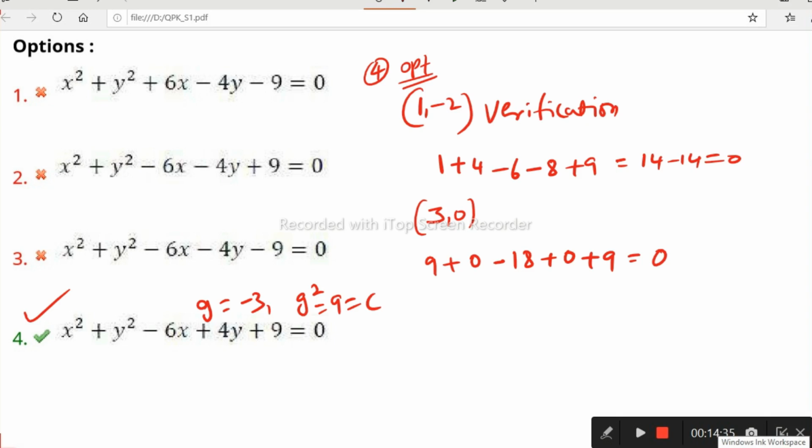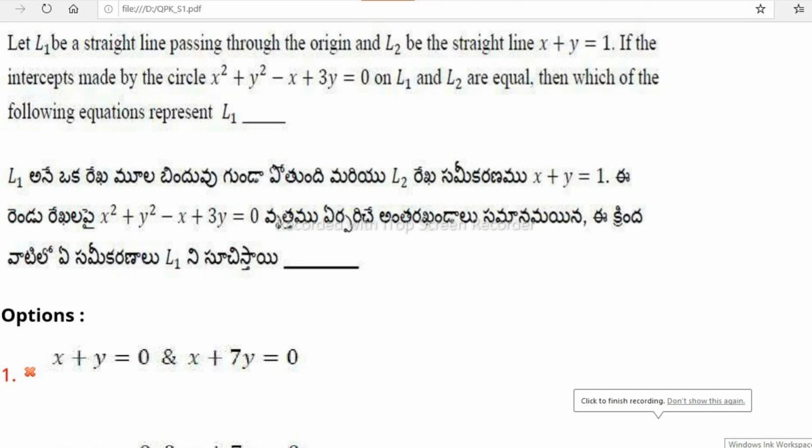Now look forward to the next question, right? Now you can observe the next question. What is given here? Let L1 be a straight line passing through the origin and L2 be the other line, given as x plus y is equal to 1. If the intercepts made by the circle x square plus y square minus x plus 3y is equal to 0 on L1 and L2 are equal, means the length of the chord intercepted by the circle with L1 and L2 are equal, he said.